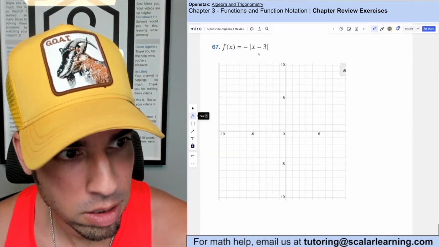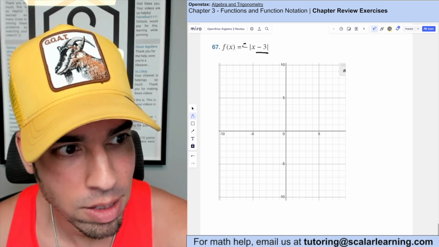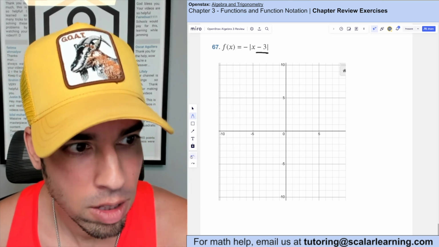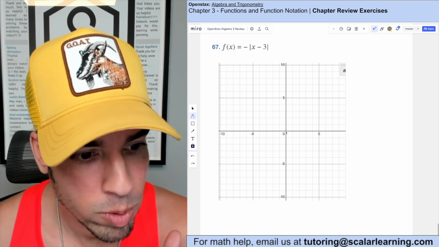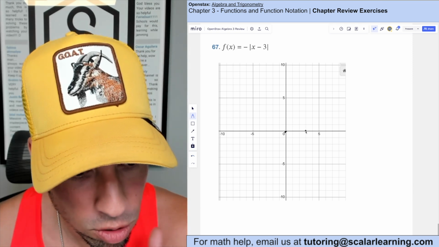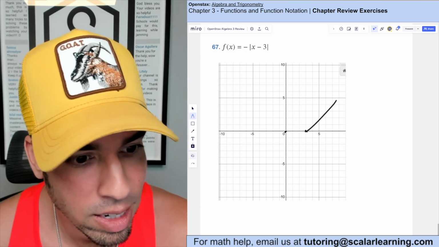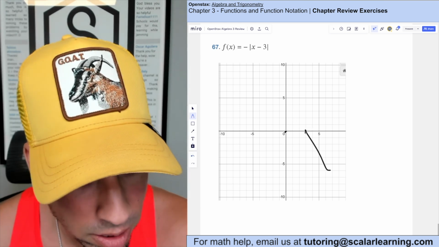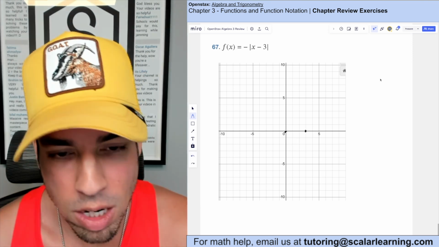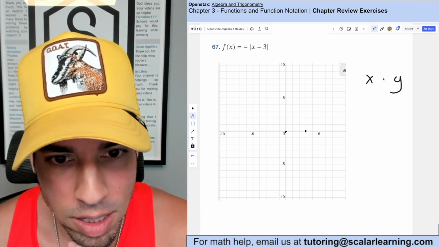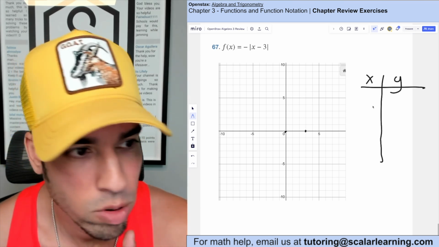So for this function, we can see 2 transformations happening. The first is it's shifted 3 to the right. The second is it's flipped across the x-axis. So normally we'd have a vertex here. Now it's going to be here, 3 to the right. Normally this would go up like so, but now because of that negative in front, it's going to be flipped down like so. But just to give you a little more context, we're going to once again do that nice XY table just to get a few concrete values.